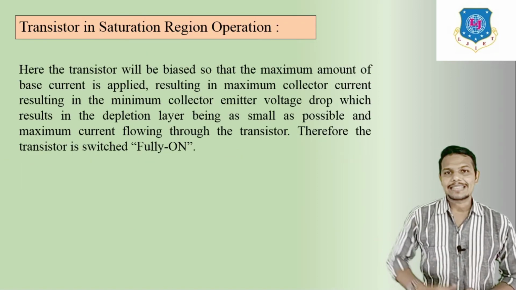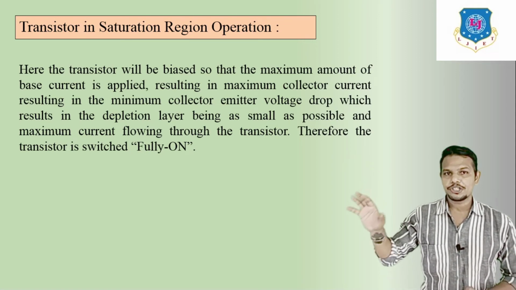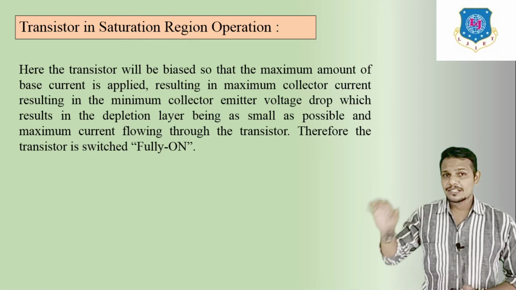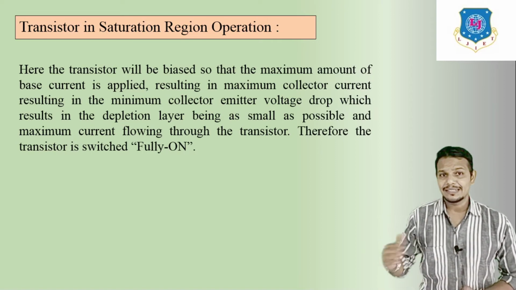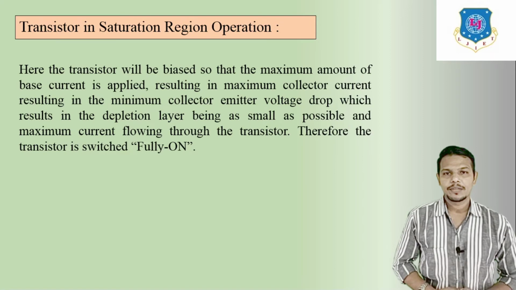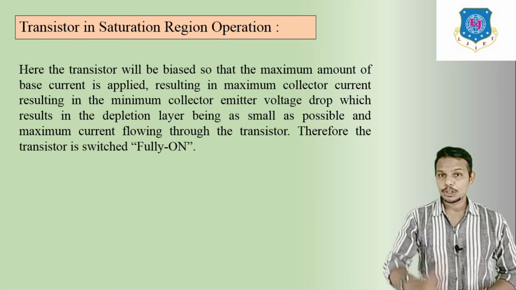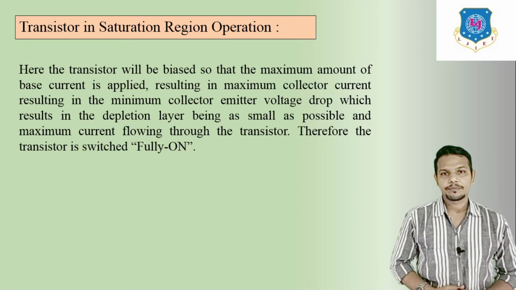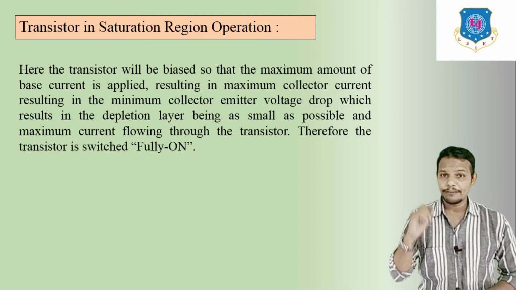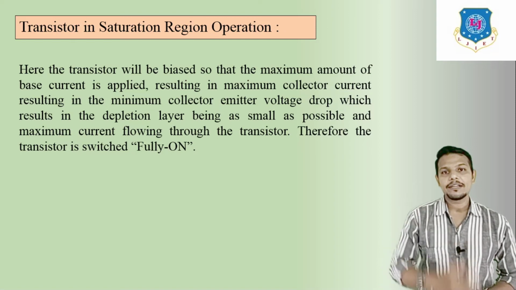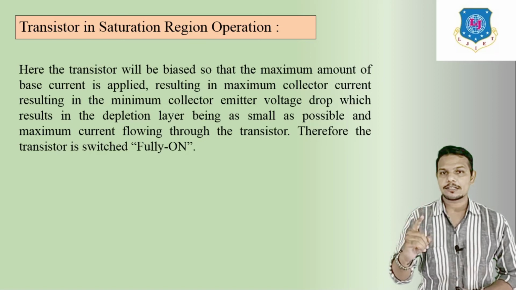Now next, this is the second region, or we can say the saturation region. Here the transistor is in saturation region operation. Now the transistor will be biased, so the maximum amount of current is applied, resulting in maximum collector current. It is totally the inverse of case number 1. In case number 2, we apply V input. If we apply V input, that means IB flows. If IB flows, that means IC flows. If IC flows, that means there will be a voltage drop across that particular resistance.